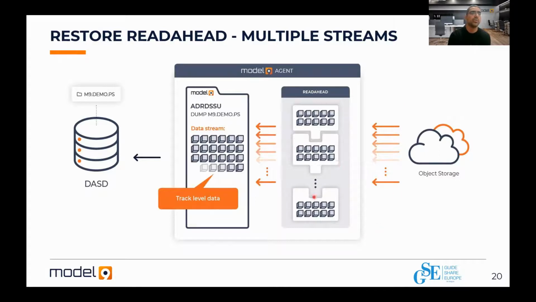So there are always multiple streams from object storage reading the data back, which allows you to restore as fast as your DASD system allows you, and reduces the bottleneck from the object storage. Whether or not it's far is going to have less impact on the performance for restore.